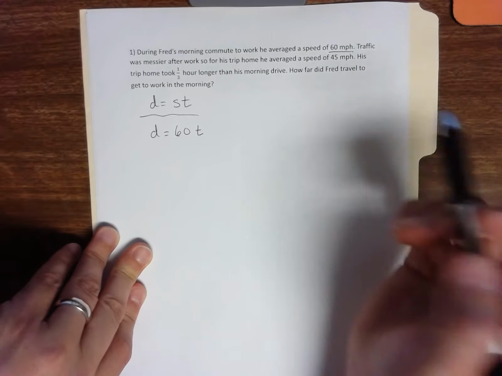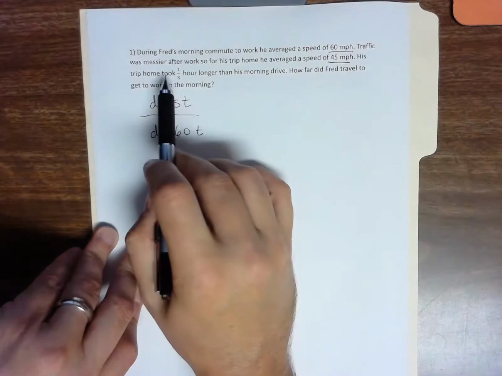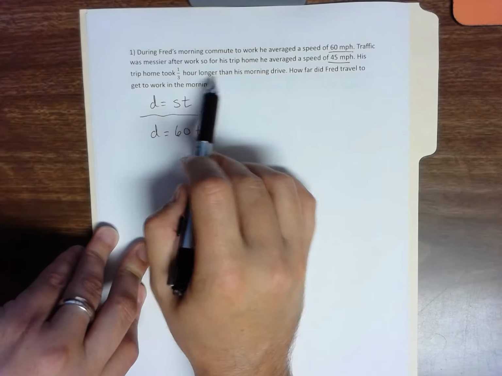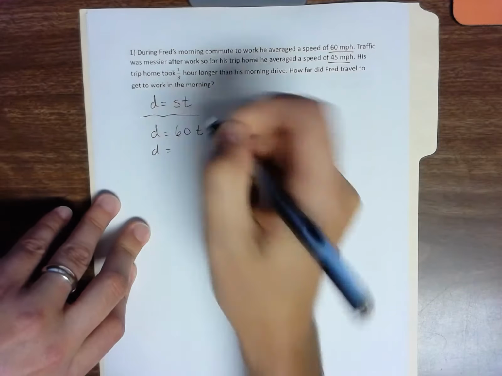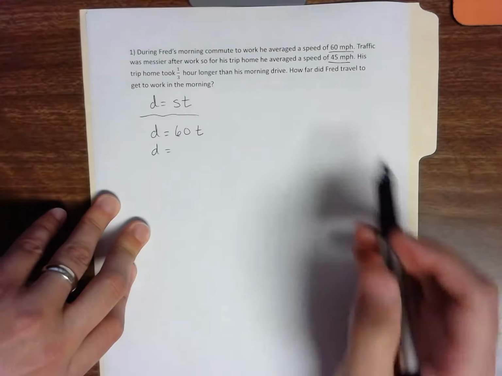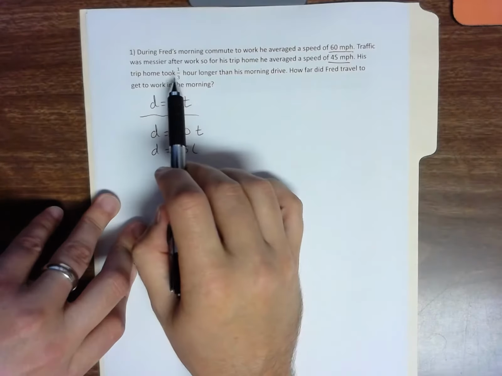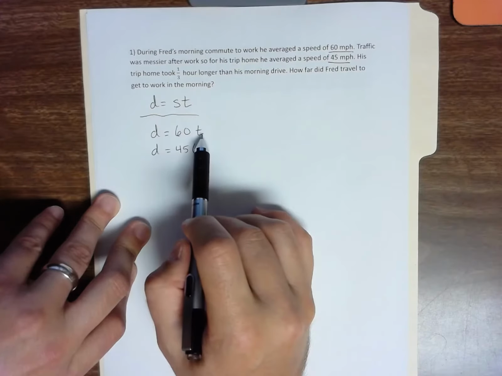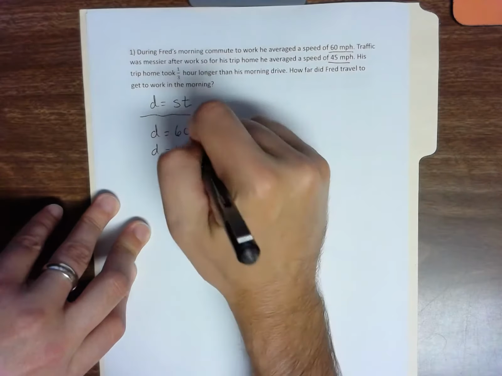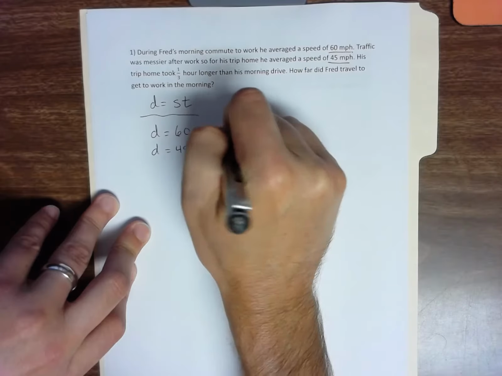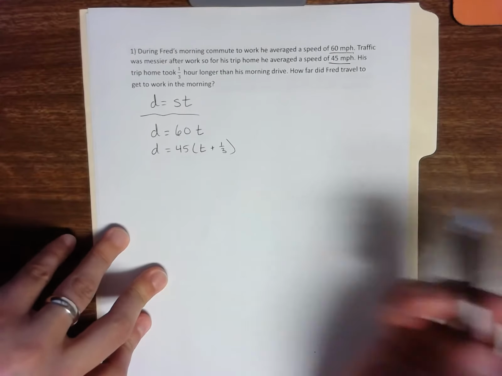So let's see what we know when he comes home. He averaged 45 coming home, and his trip took a third of an hour longer than his morning drive. So let's write an equation for that. Again, I don't know anything about distance, but it's the same distance. That's why I'm using the same variable d. He was going 45 now, but notice his trip took a third of an hour longer. So whatever this time was that it took him to get to work, coming home it was t plus this. So I'm going to write t plus 1/3. And now we've got two equations. We're ready to solve them.